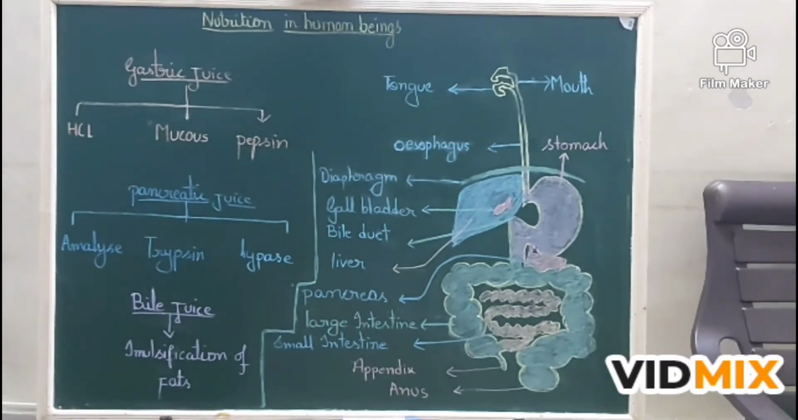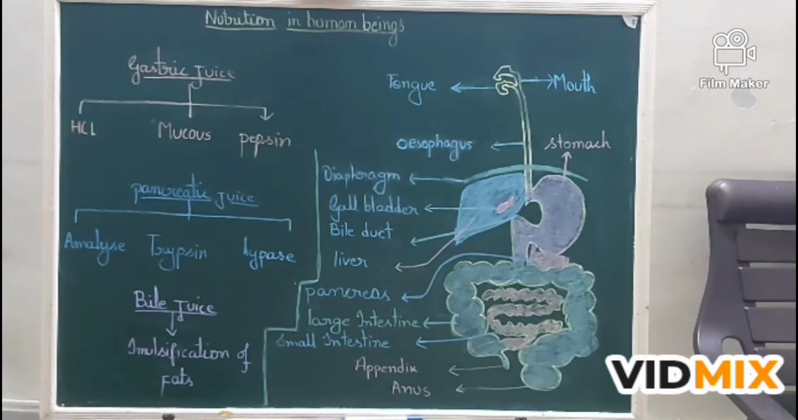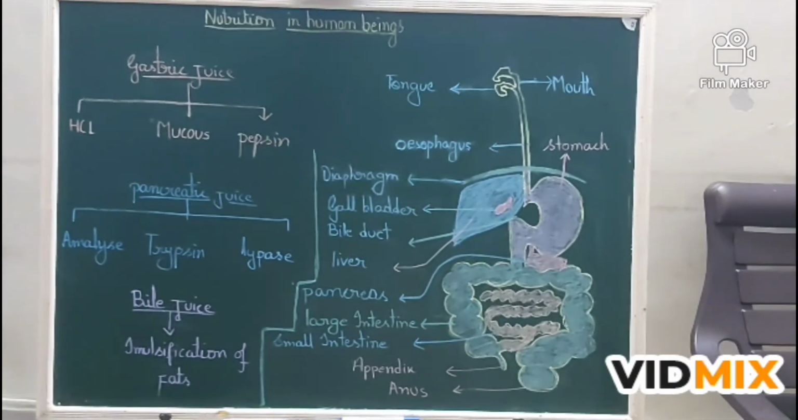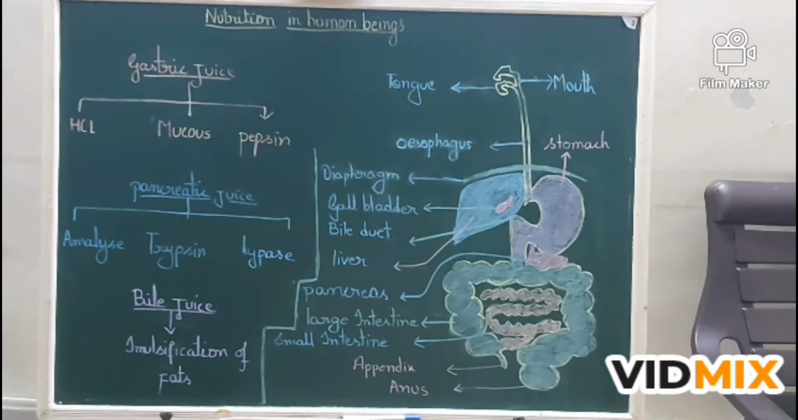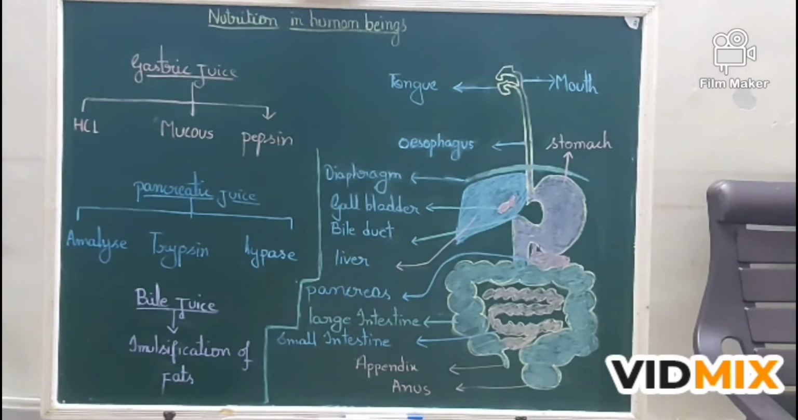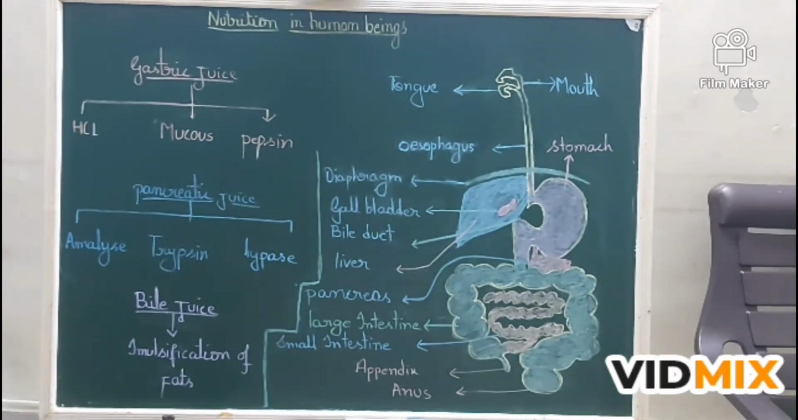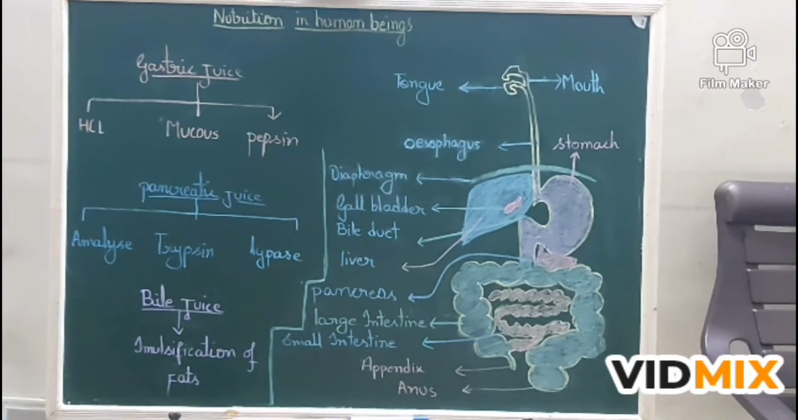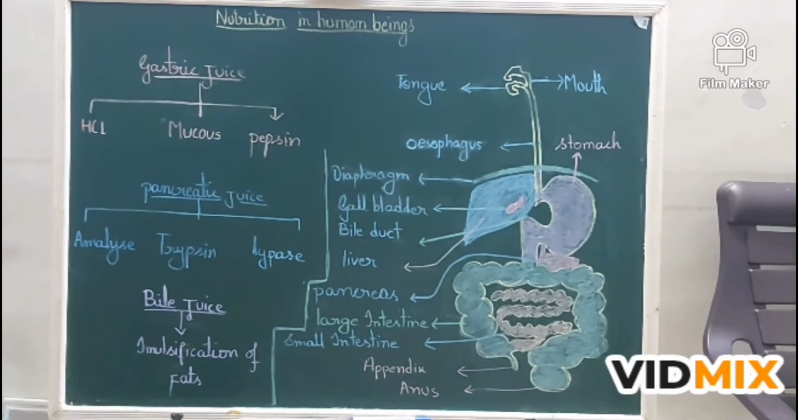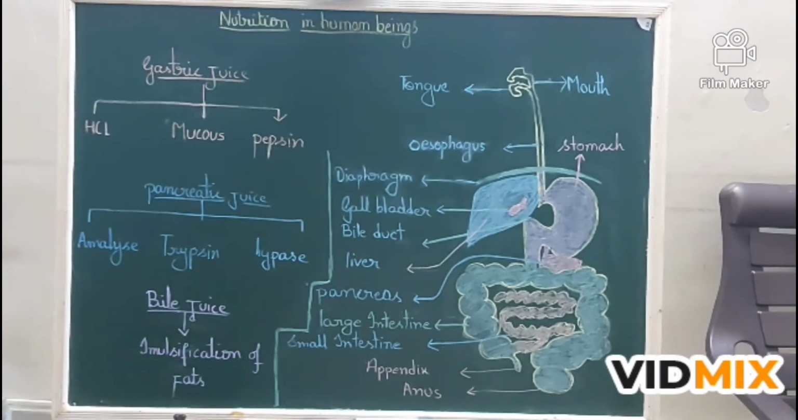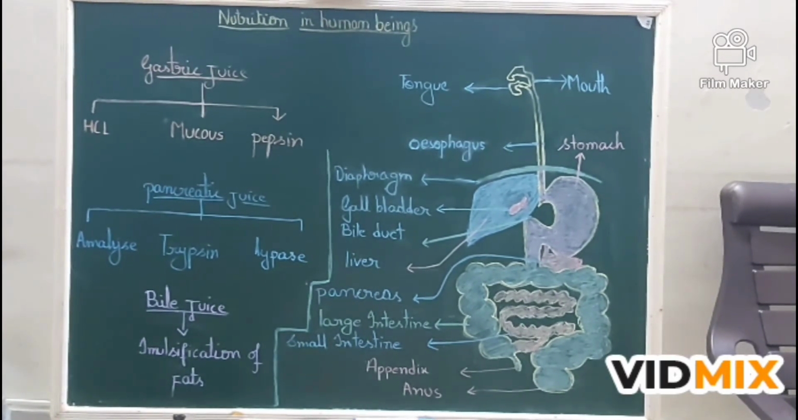The substances that gastric juice contains are HCl, mucus and pepsin. The functions of HCl are to stop the action of saliva, make the medium acidic to facilitate the action of pepsin, and kill the germs that we take along with the food. The function of mucus is to protect the digestive tract from the action of HCl. The function of pepsin is to convert proteins to peptones.